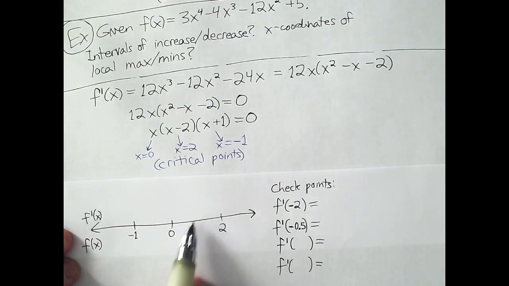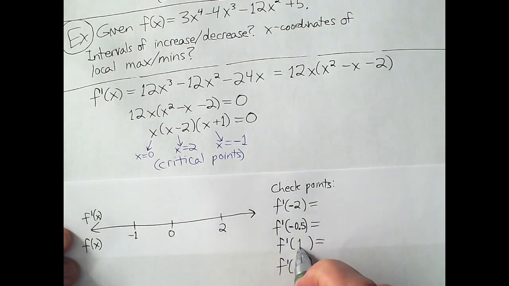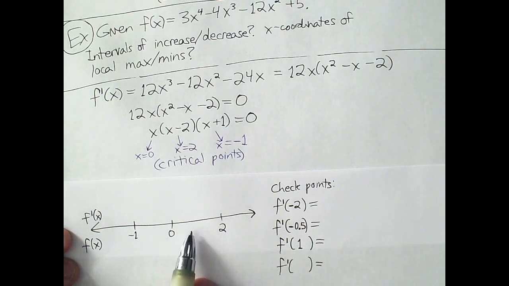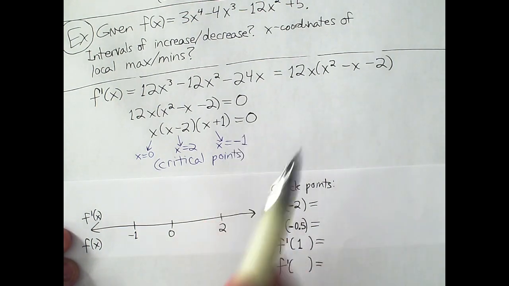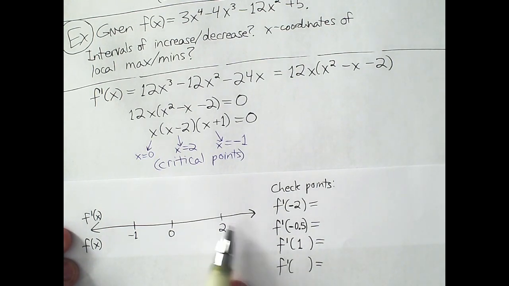All right, in this third interval, we need a number between 0 and 2. I think 1 is the natural choice because usually plugging 1 into a function is going to be easy. And then for the fourth interval, we need something bigger than 2, so I chose 3.